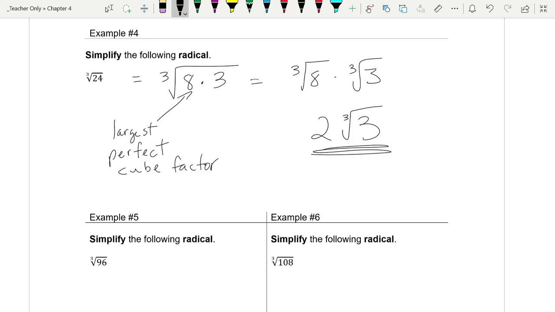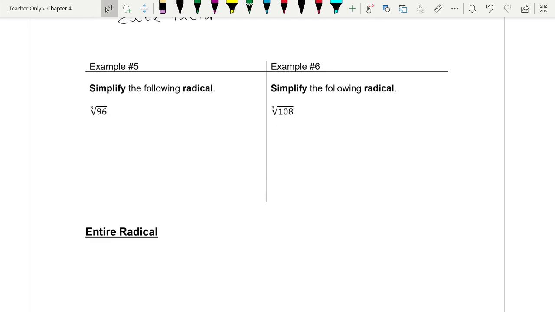All right, let's do another one with the cube root. What's the biggest perfect cube in 96? You know what? It's 8 again, because 96 is in your 8 times table. It's 8 times 12. Are there any perfect cubes in 12?